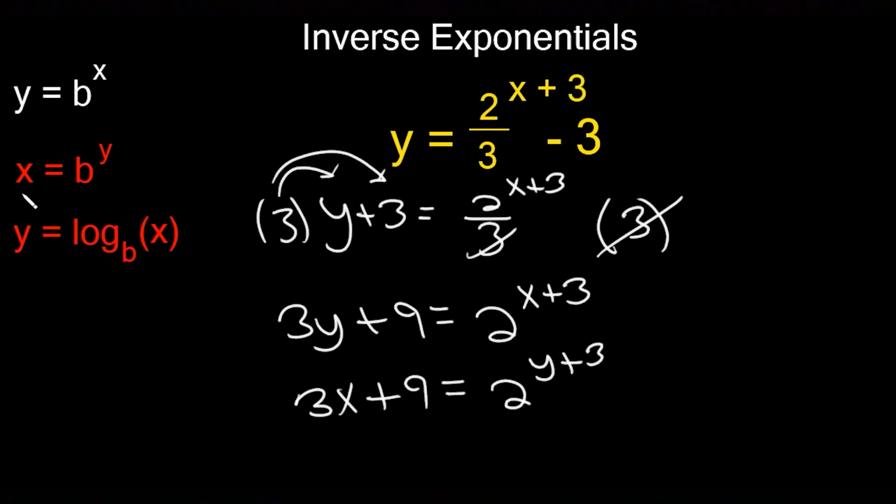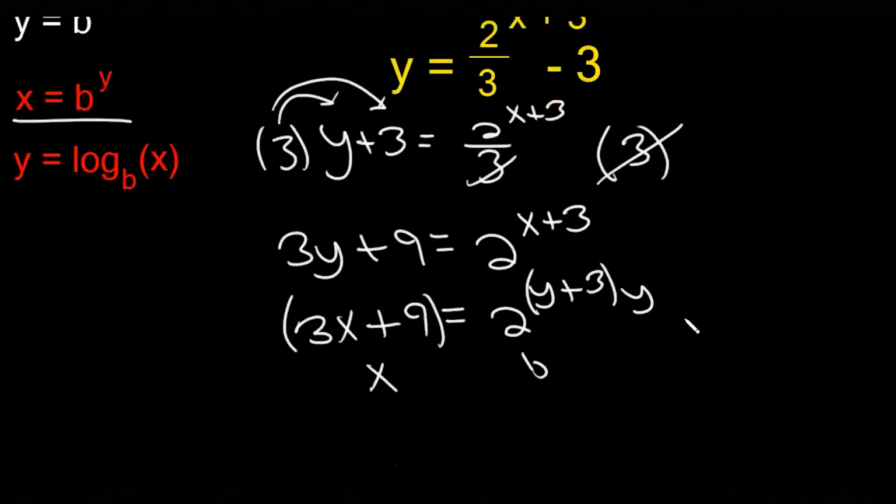Okay, so now I'm in this form right here. And this entire part here is going to be my x. Okay, my base is going to be 2. And my exponent here of y plus 3 is going to be my y. Okay, so now we can go ahead and rearrange it into its log form. Let's go ahead and scroll down.